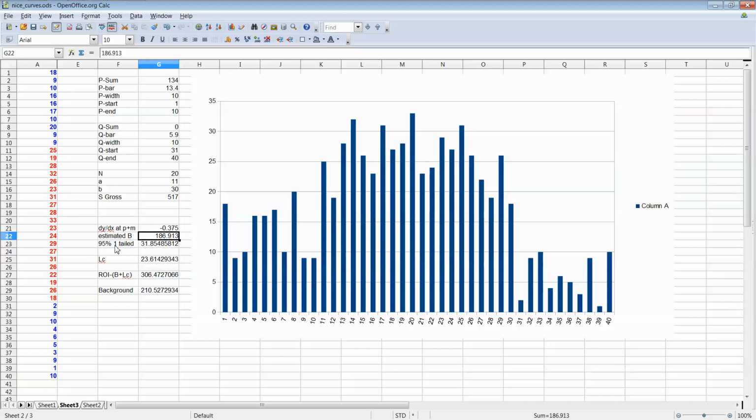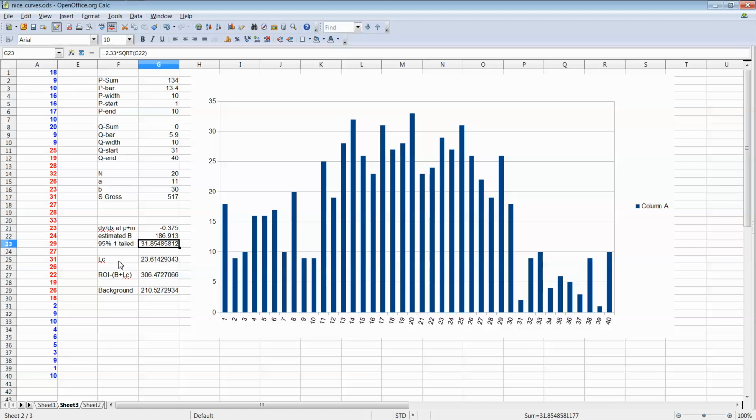My 95% one-tailed confidence, as you can see, is 2 times the background. So let's look at this for a second. The background is G22. There's 22, there's G. So you see this is the 186.913. And so I did whatever that number was, 1.645, I think it is, times the square root of 2 times the background, which works out to be 2.33 times the square root of the background. So there it is. That comes out with that number, which is 31 point something.